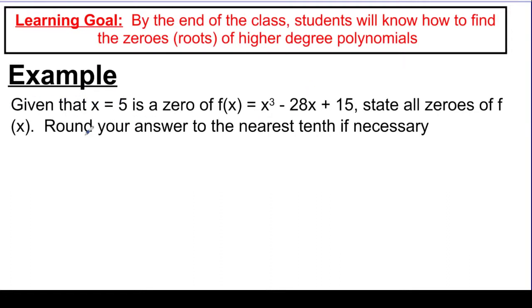But the fact that they gave me an answer, x is equal to 5, is going to be the key that I need in order to find all of the rest of the zeros, which is what they're asking for, right? So we're going to find all of the zeros of f of x, and if you notice, we should have 3 of them. They gave us 1, which means it's our responsibility to find the other 2. So let's see how we can do this.